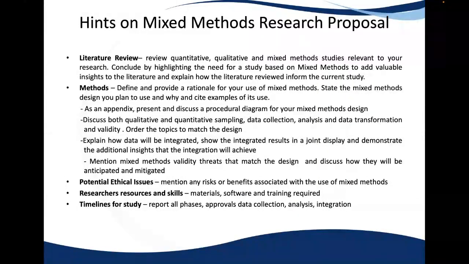And what I've done here is I've just listed the research process in terms of your proposal and how mixed methods research expresses itself in different places, in your literature review, in your methods, in your ethical issues, in the timelines for your study, and so forth. And all these are just hints, nothing more.